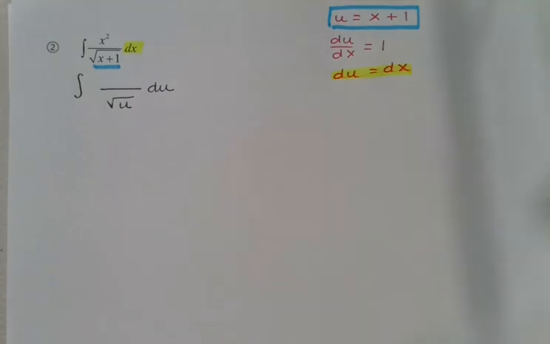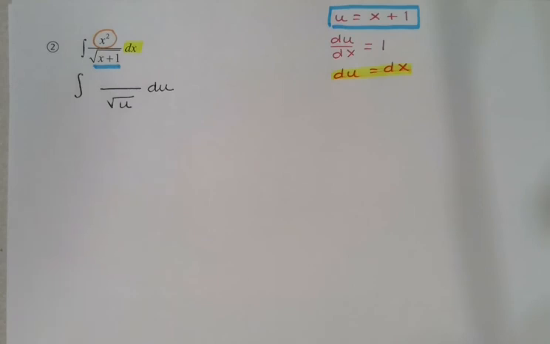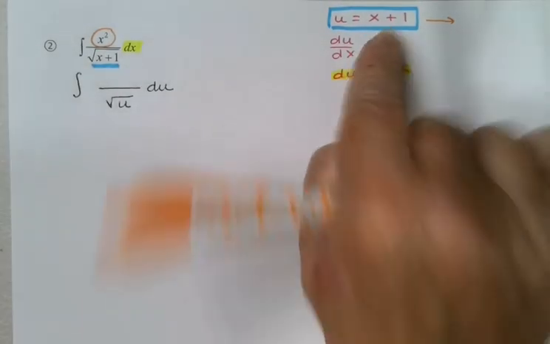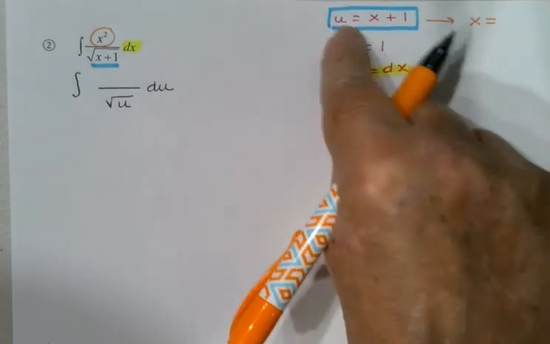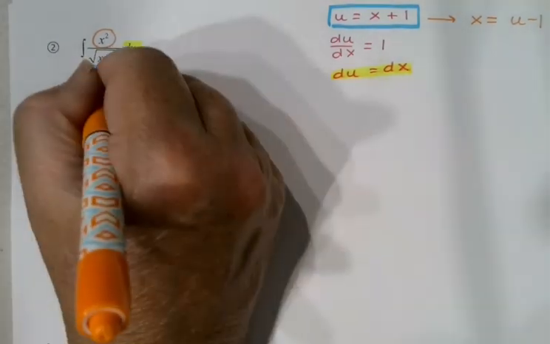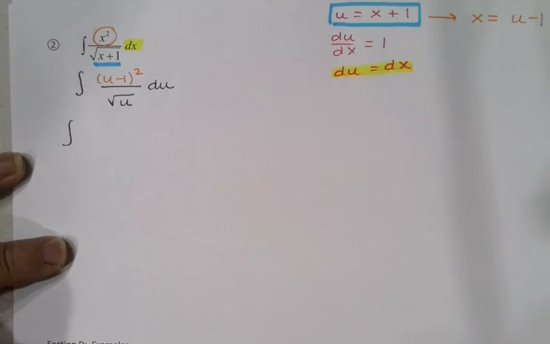The problem that I have is the x squared. I haven't had anything to do with that yet. It hasn't gone anywhere. I can't just put it down here because I can't mix x's and u's. So I need to figure out something to do with that x squared. Just like last time, we're going to come back over here and say, well, what if we solve this for x? x would be u minus 1. And so I'm going to replace the x squared with u minus 1 squared. I now have an integral entirely in terms of u's, which is exactly what I need. So let's start working on that. It's not in a form I can integrate yet, but I should be able to get there.